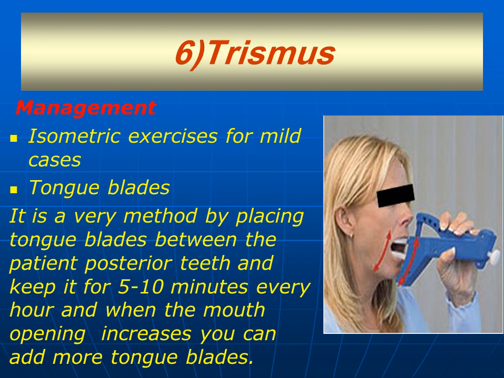Management: isometric exercises for mild cases by manipulating the mandible up and down to increase its range of motion. You can also use a simple method like tongue plates, by placing tongue plates between the patient's posterior teeth and keeping them for 5 to 10 minutes every hour, and when the mouth opening increases you can add more tongue plates until you improve the mouth opening range.